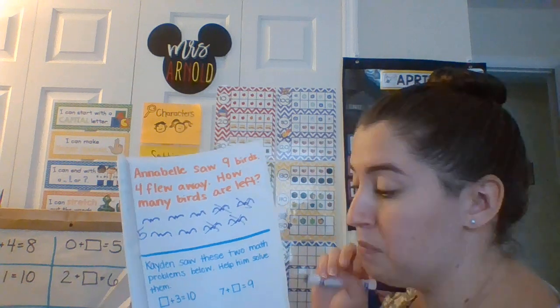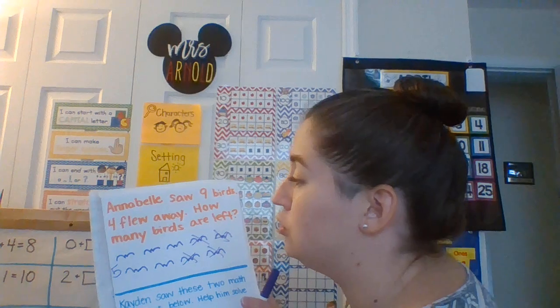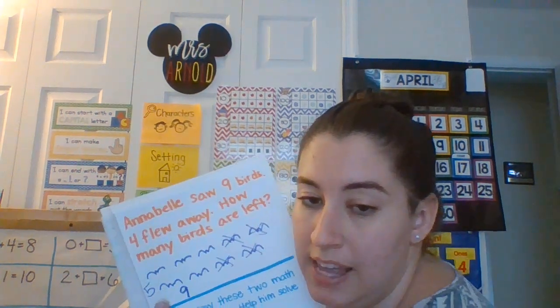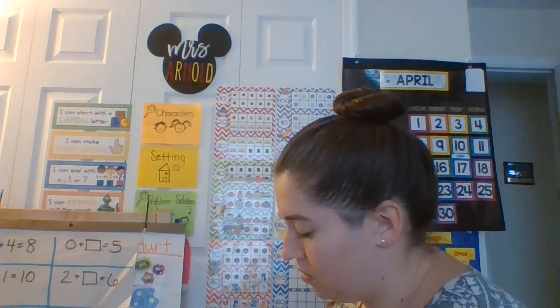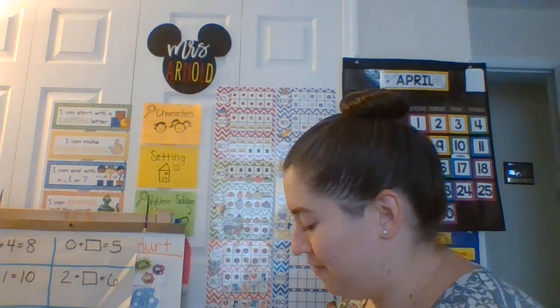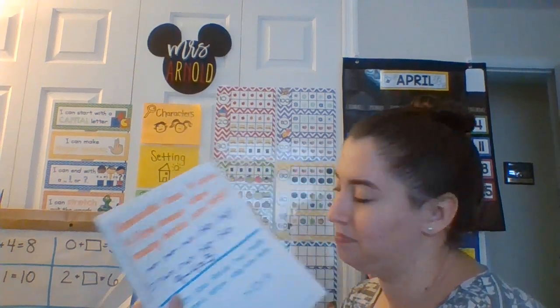Let's go ahead and put that in a number sentence. So what did we start with? What did Mrs. Arnold do first? She drew 9 birds. So we started with 9. Then she crossed out 4 of them. If I'm crossing them out, is that a plus or a minus? Minus. So 9 minus 4 equals, how many was I left over with? 5. Did you get 9 minus 4 equals 5? If you did, that's awesome.